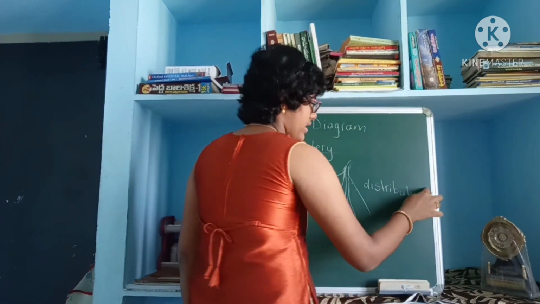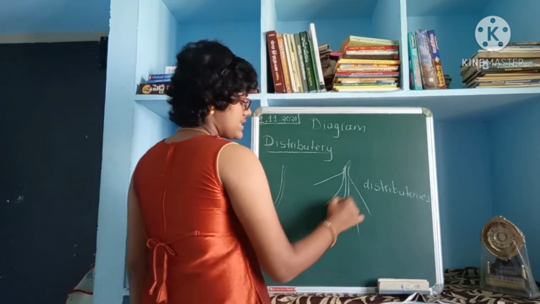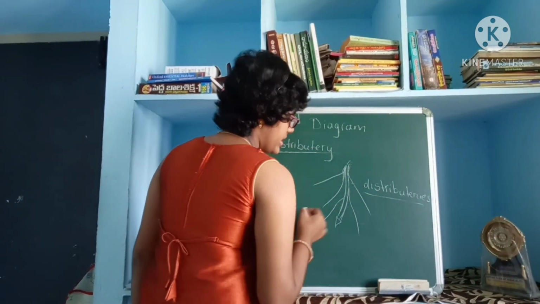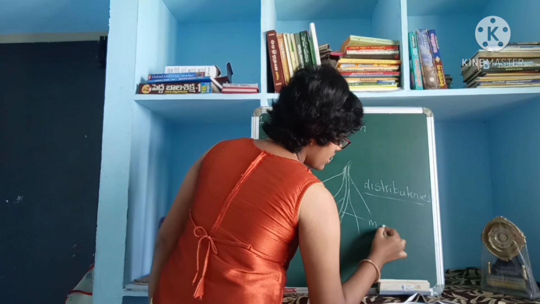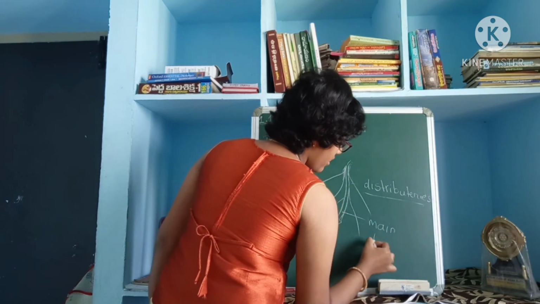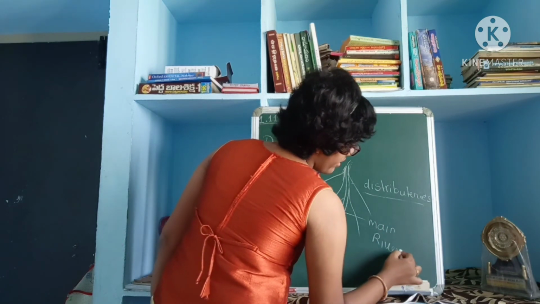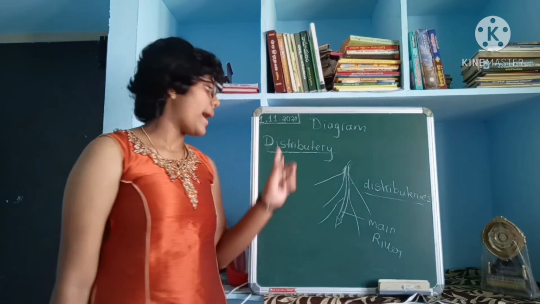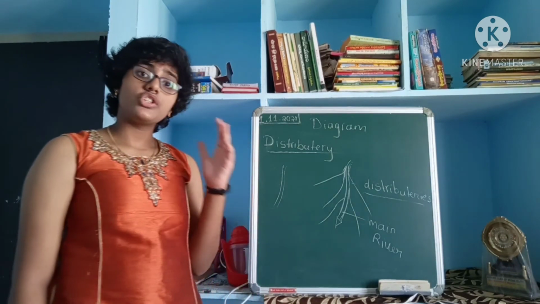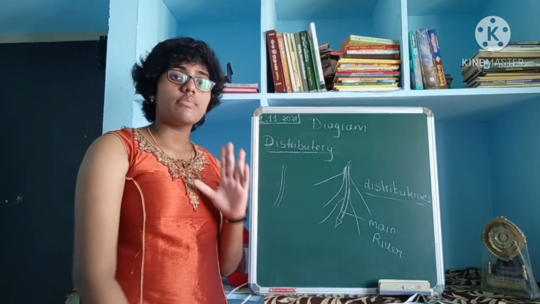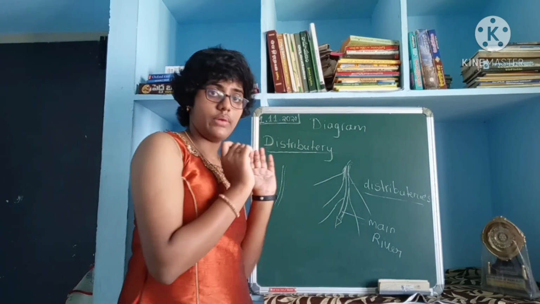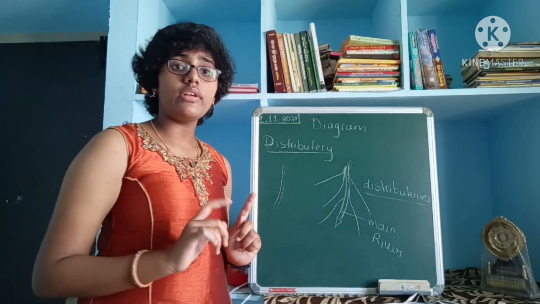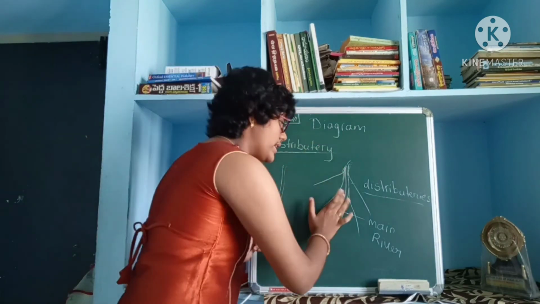In this diagram, you can find the smaller branches. Those are known as distributaries. The main one is at the middle; that is the main river. There is another fact you have to note about distributaries. We know tributaries, right? A tributary joins into the river, but a distributary divides from the river. These distributaries cannot join the river again.